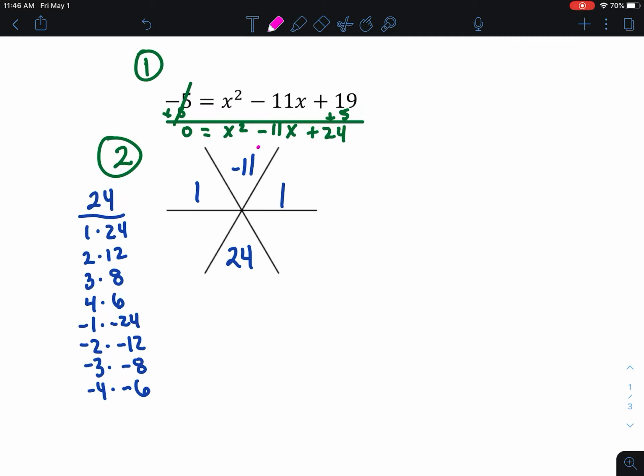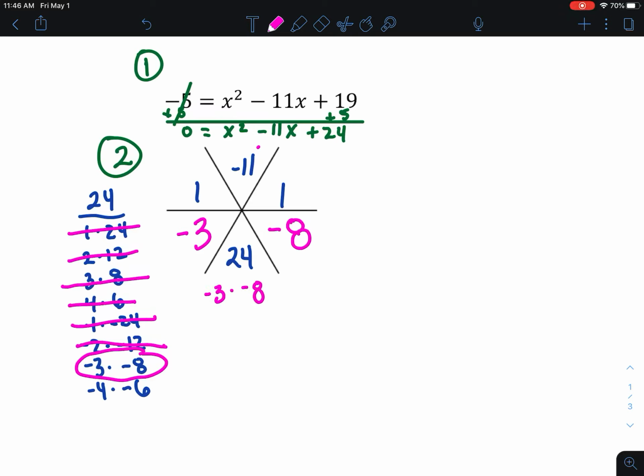Alright, so we have to pick a pair that adds to negative 11. So 1 plus 24, that's 25. 2 plus 12, that's 14. 3 plus 8, that's positive 11, but I want negative 11. 4 plus 6, nope, that's 10. Negative 1 and negative 24, that's negative 25. Negative 2 and negative 12, that's negative 14. Negative 3 plus negative 8, I think that's negative 11. Let's try it out. Negative 3 and negative 8. Let's multiply. Negative 3 times negative 8, and my calculator tells me that's 24.